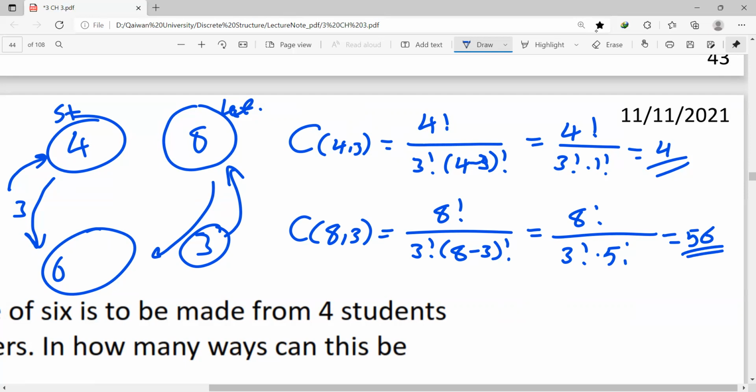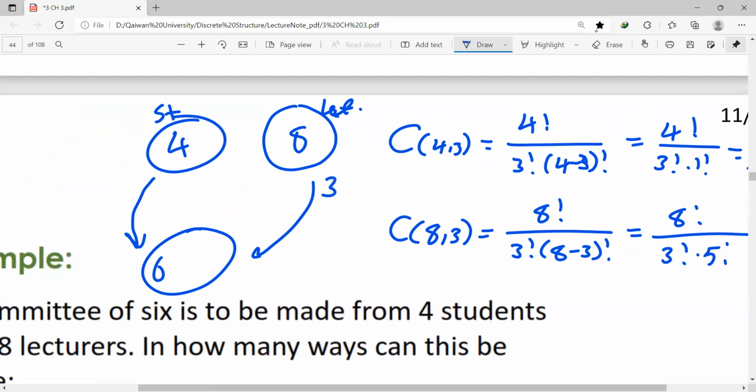Look, to choose 3 from 8, we have 56 ways. In this direction, we can choose 3 lecturers in 56 ways. And in how many ways can you choose 3 students? 4. And 56 ways. We multiply them to get the total number of ways.